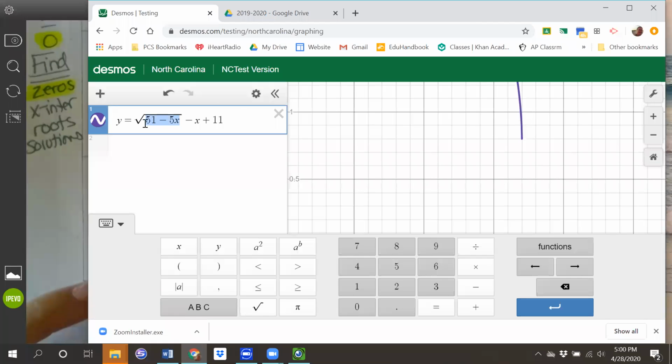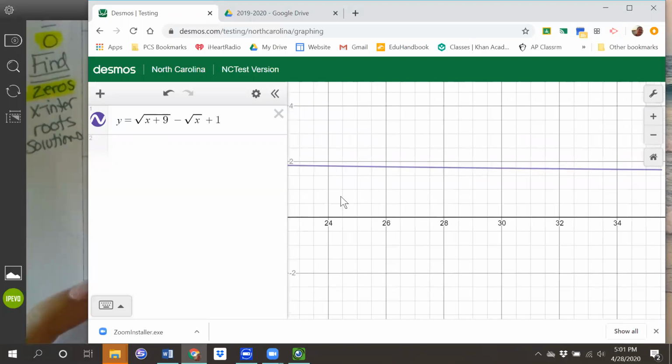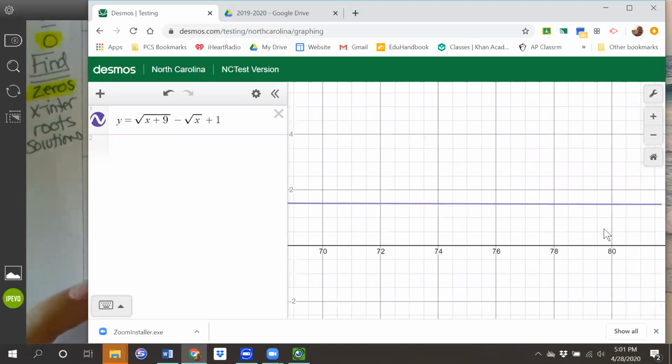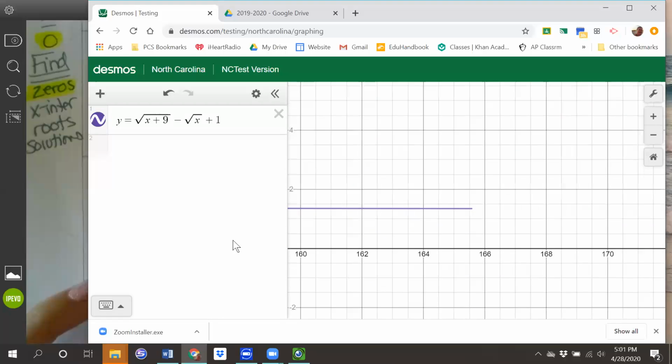Okay, so square root of x plus 9, and then I need another square root of x, and then this needs to be a plus 1. All right, so let me find my graph. I'm going to back it way out. There it is. Holy smokes, it looks like I'm getting closer to the x-axis. Clicking and dragging, clicking and dragging.